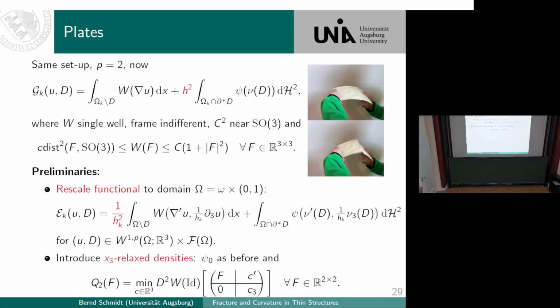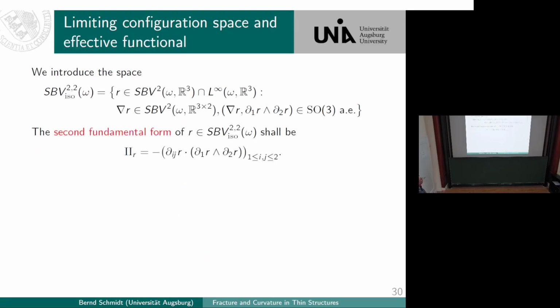Okay. Now there's one issue, however. If you recall, what Friesecke, James, and Müller do is they derive something which is finite over sets of isometries. That's a bit more difficult now, because now we can have cracks, and we have to think about what is the right space where this should all live. Our point is the following: we propose the following space.